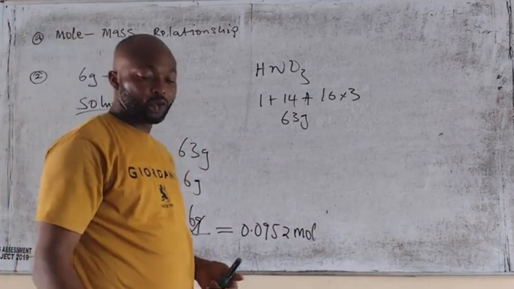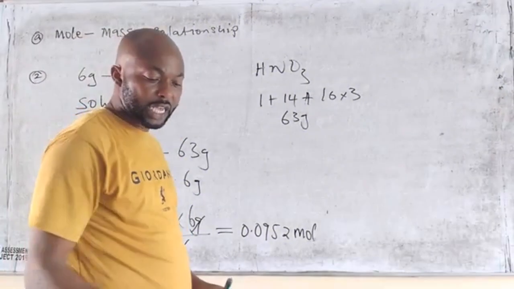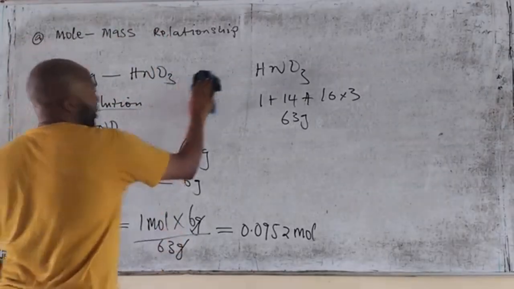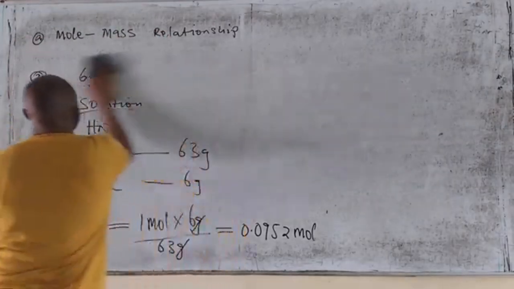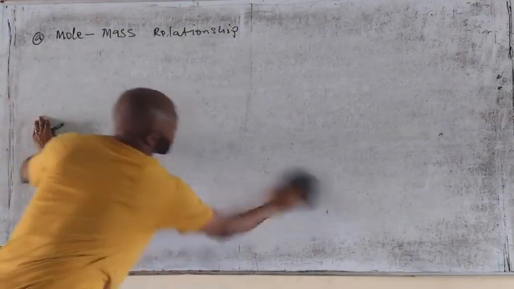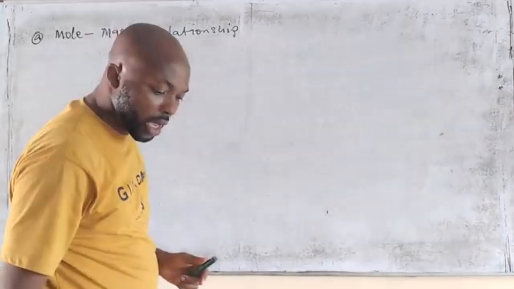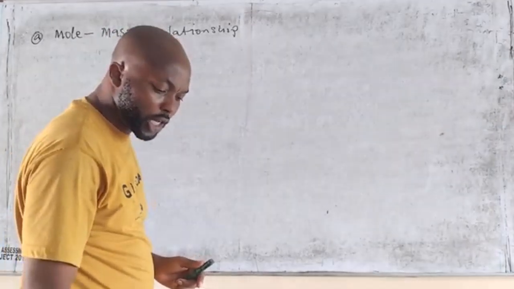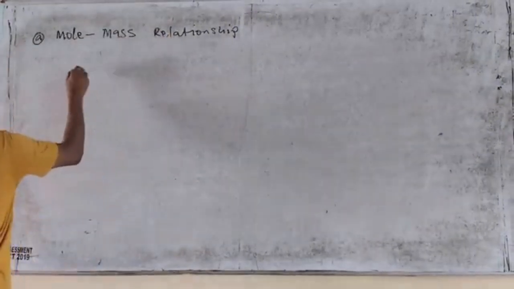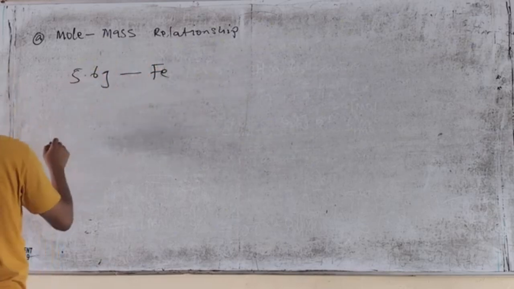So that's our question number 2 on mole-mass relationship. So let's take the third question. The third question says, calculate the number of moles in 5.6 grams of iron. I should calculate the number of moles.